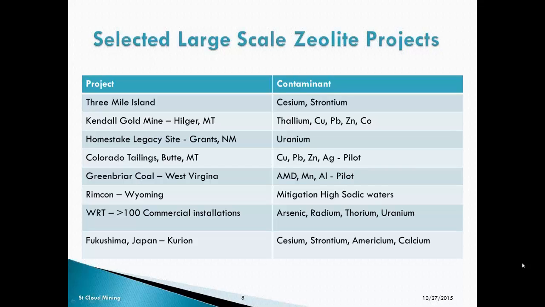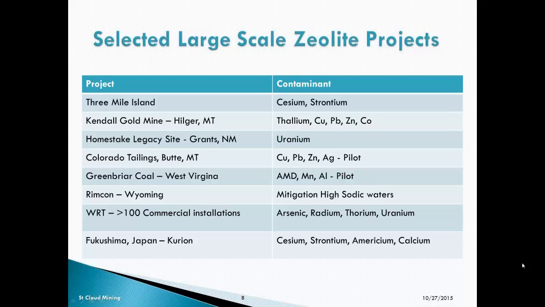The Kendall mine that we'll talk about later: thallium, copper, lead, zinc, cobalt. The Homestake Legacy site, Grants, New Mexico, is primarily uranium. The Colorado tailings, we did a test with Montana Mines: copper, lead, zinc, silver. It didn't go, unfortunately, past the pilot. The Greenbrier coal operation in West Virginia, the work that Tiff Hilton did: AMD, manganese, aluminum, and a series of pilots, and now we're working to build on that technology.